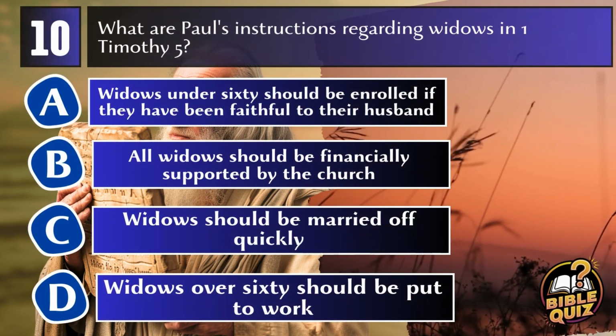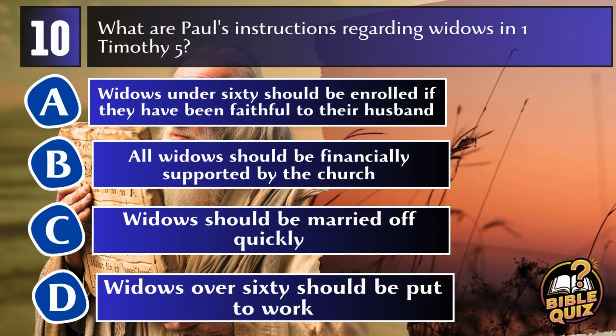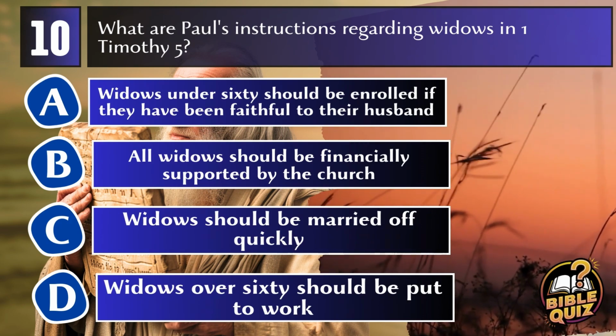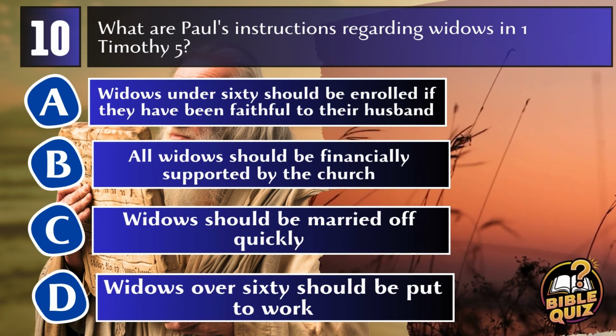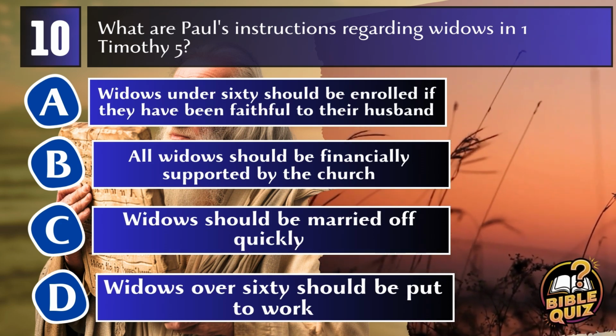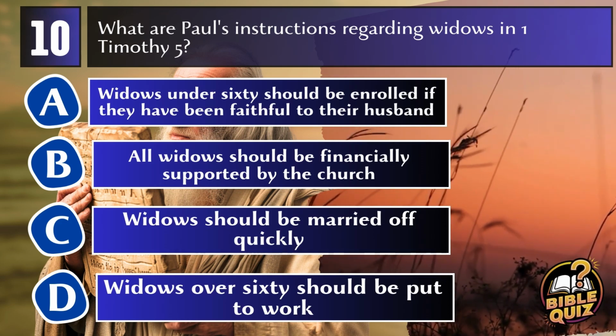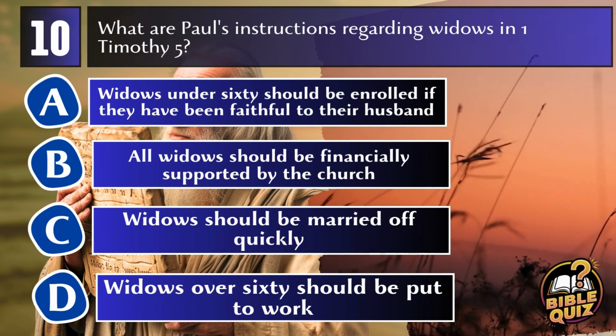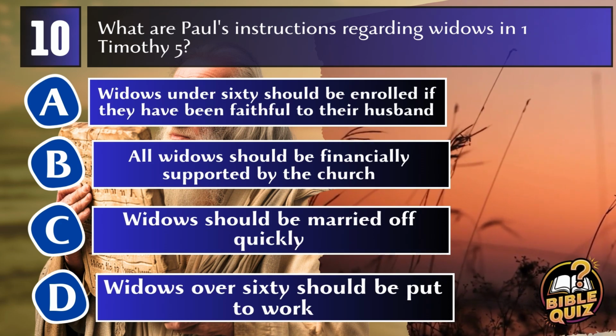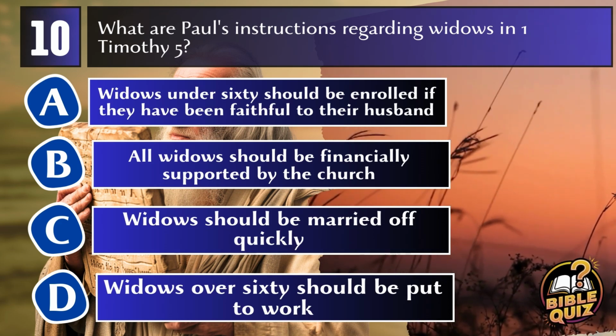Question 10. What are Paul's instructions regarding widows in 1 Timothy 5? A. Widows under 60 should be enrolled if they have been faithful to their husband. B. All widows should be financially supported by the church. C. Widows should be married off quickly. D. Widows over 60 should be put to work.